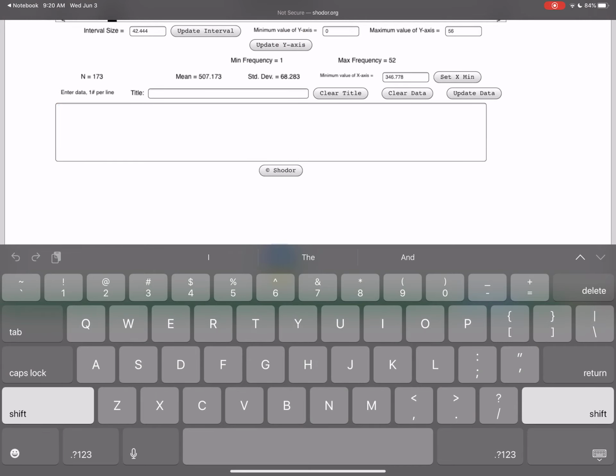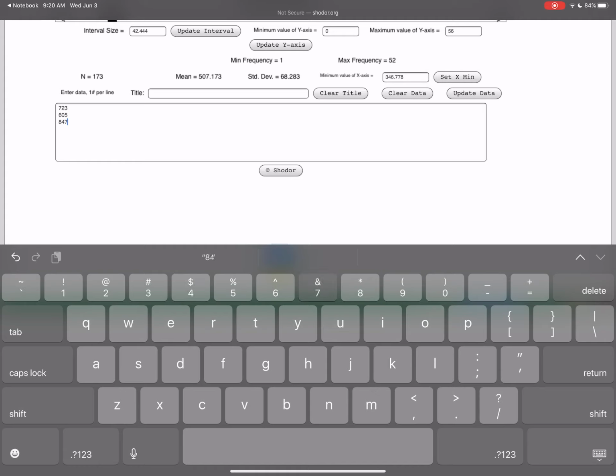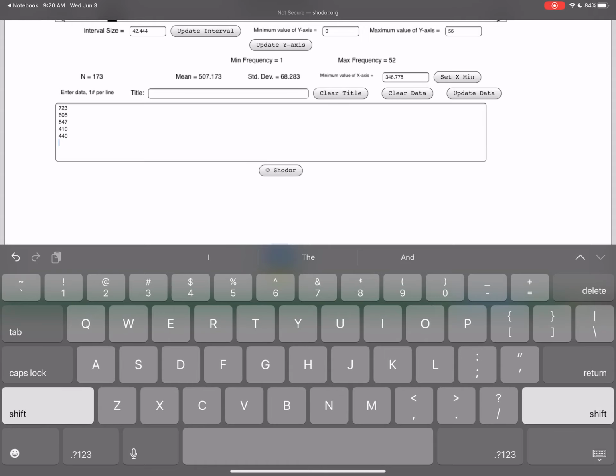So 723, and I'm going to use spaces. 605, 847, 410, 440, 386. A smarter teacher would have had this pre-written out, to be honest with you. So that's kind of on me.